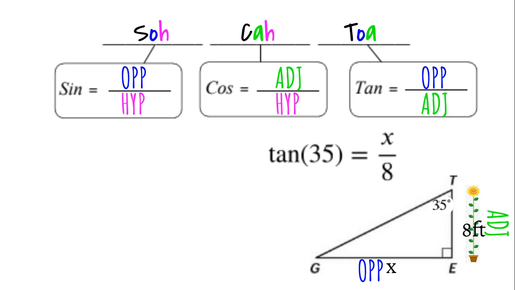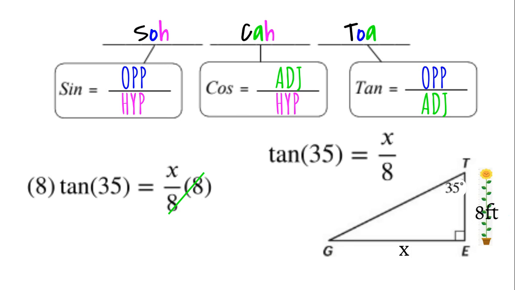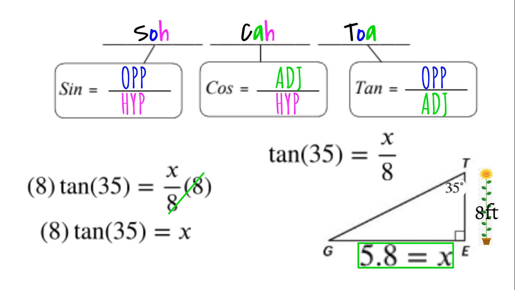We would set this up by using the tangent and then putting the angle in parentheses. We make it equal to our opposite over adjacent side. The next step is to isolate x. We can multiply by 8 on both sides. On the right, it crosses out. On the left, we need to multiply 8 by tan 35. We get 5.8.